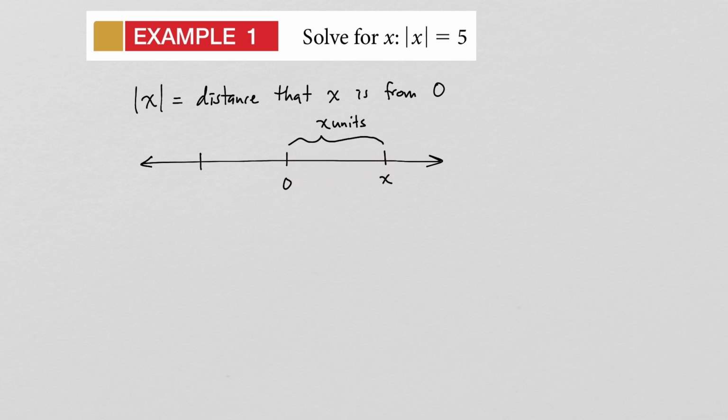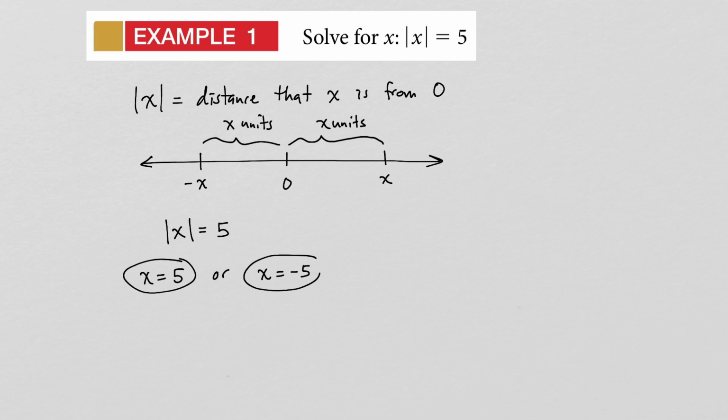If I have a number over here, let's say it's equal to negative x, this is also going to be x units from 0, right? It's just on the other side of 0. And so if I have an equation such as the absolute value of x is equal to 5, then we need to ask ourselves, what number is 5 units from 0? And clearly it has to be 5 or negative 5, right? So the solution here is either x equals 5 or x equals negative 5.